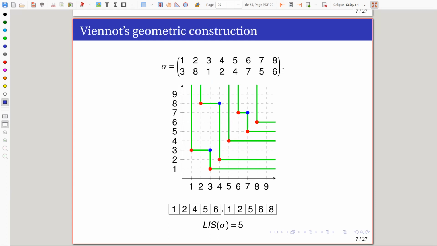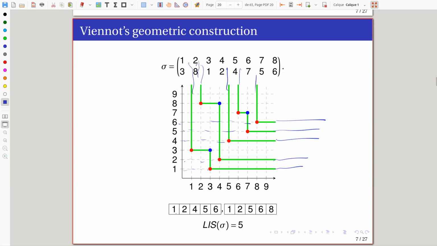The length will be exactly the number of vertical lines that go to infinity. Here we have 5 lines that go to infinity, so we will have 5 entries. And the entries will be the y coordinates of those infinite lines. So here we have 1, 2, 4, 5, and 6. And for the second tableau, it will be the x coordinates of the vertical lines that go to infinity.